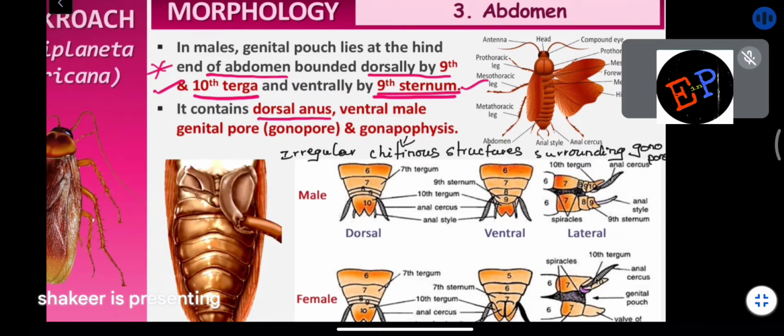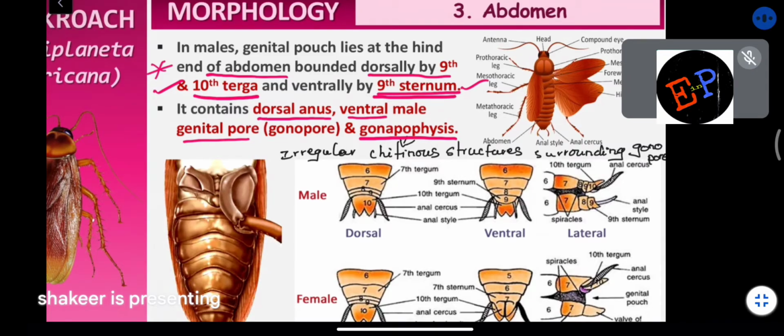So anus is present on which side? Anus is the opening responsible for excretion. So the anus is present on the dorsal side, on the back side. Clear? And the genital pore, where is it present? The genital pore is present on the ventral side, which is also called the gonopore. And it contains gonapophysis. What is meant by gonapophysis? The irregular membrane which surrounds the whole genital pouch is called gonapophysis.